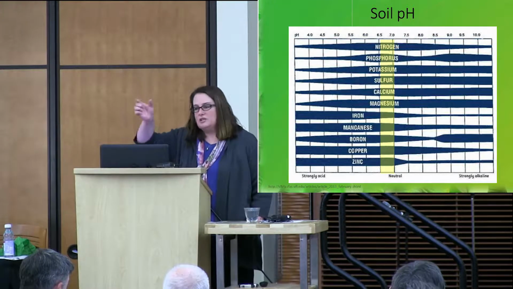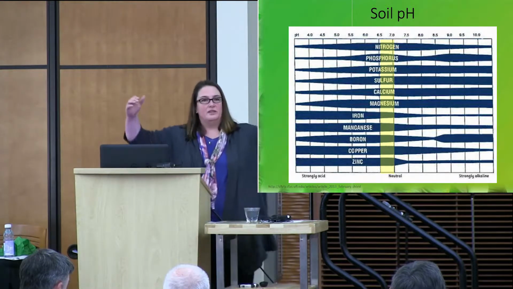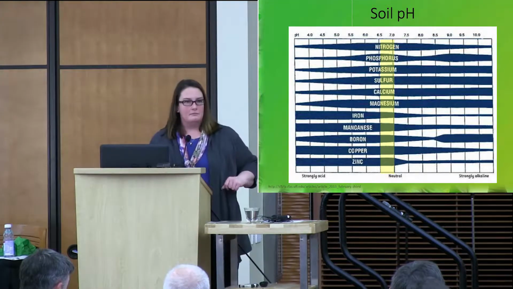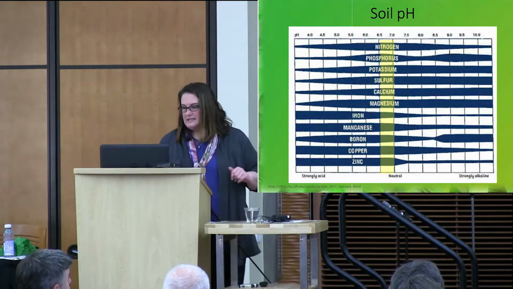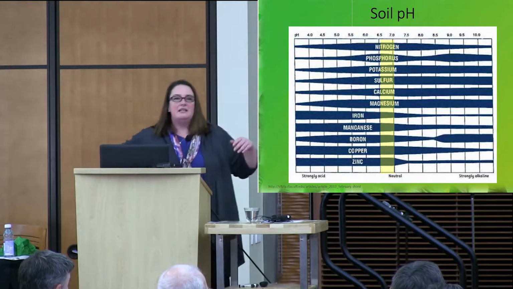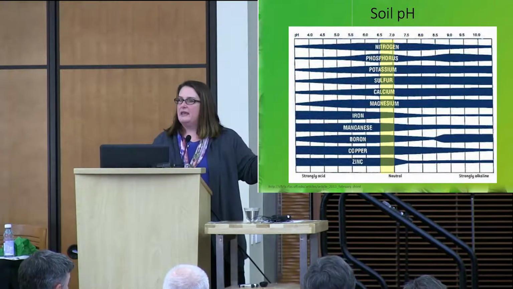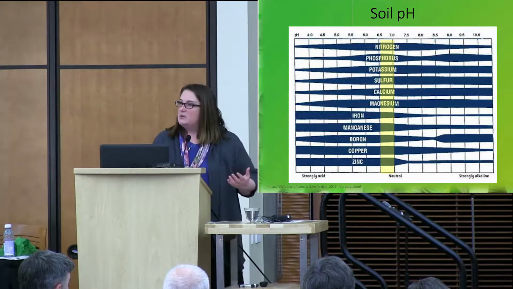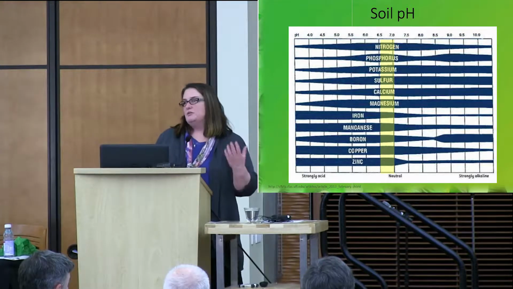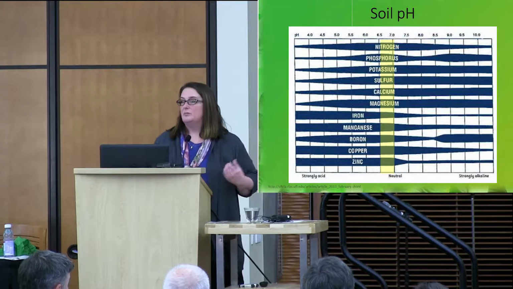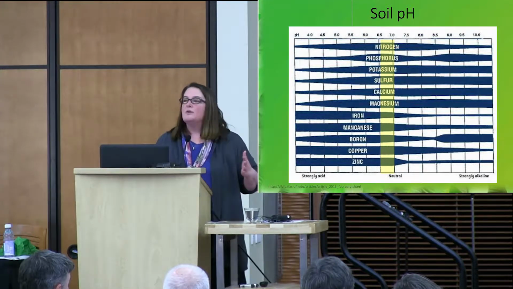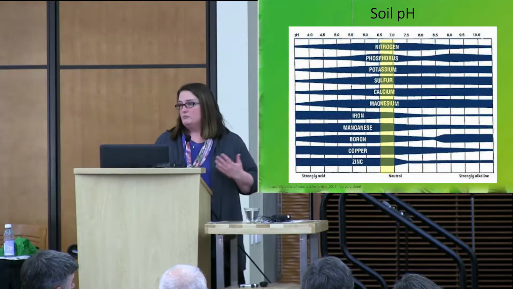Why? You'll notice where those bars, the bioavailability, the amount of those nutrients most available, are in that 6.5 to 7 range. It's that delicate balance between keeping those macronutrients, the NPK, calcium, magnesium, sulfur, which tend to be more available at higher pHs, and balancing that out with the micronutrients, which tend to be more available at the lower pHs. There's always exceptions to the rule, but that's in general.